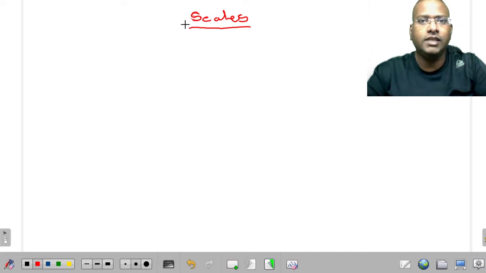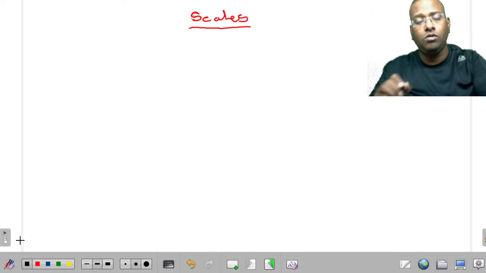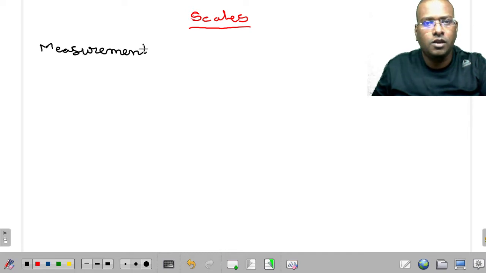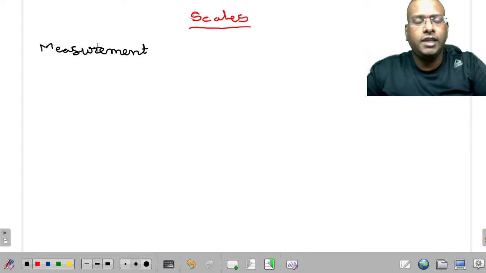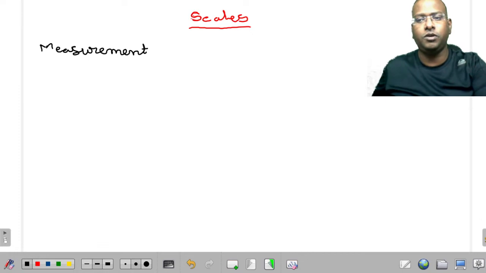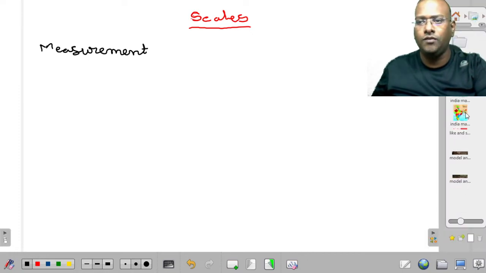So what is a scale? Most of the time we remember scale as an instrument which is used to measure distances. So it is used for measurement. The scale is going to be useful for measuring any element. For example, consider this particular element. You are already familiar with this one.